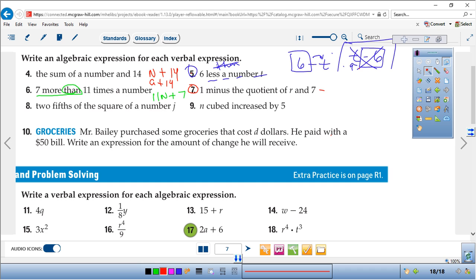Okay, so divide would be, I guess, right underneath the question mark, that simple. Okay, so the right answer, let's go. I see a bunch of stuff out there. One minus the quotient of R and 7. The quotient is this part here, R divided by 7. R divided by 7. There's your answer.